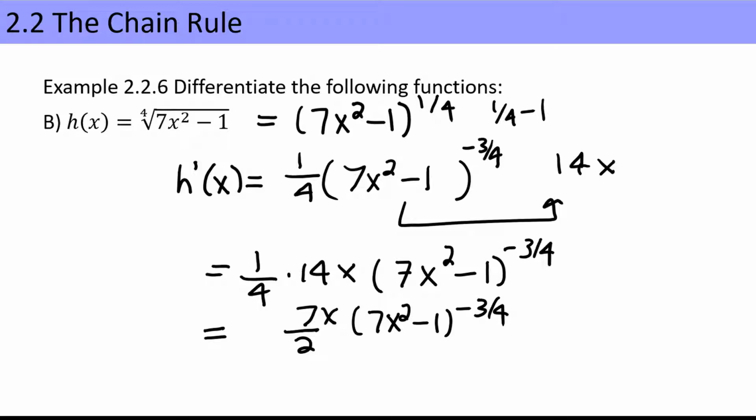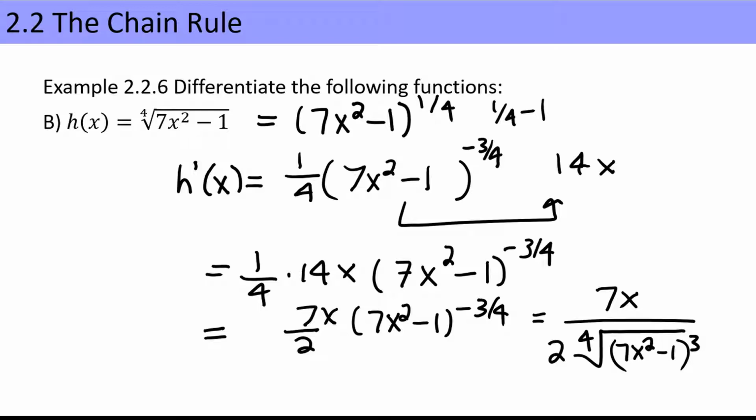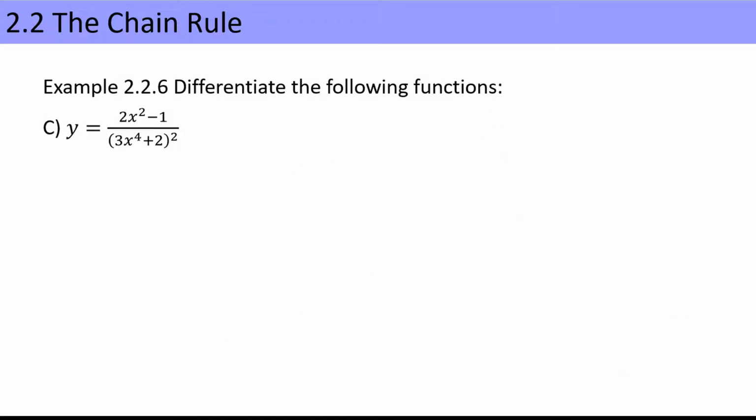Also, if you wanted to not have the negative exponent, we could write this as, leave the 7x in the numerator, the 2 stays in the denominator. We can write this as the fourth root of the quantity 7x squared minus 1 cubed. Part C, y equals 2x squared minus 1 divided by the quantity 3 times x to the 4th plus 2, and that is squared. You have several options.